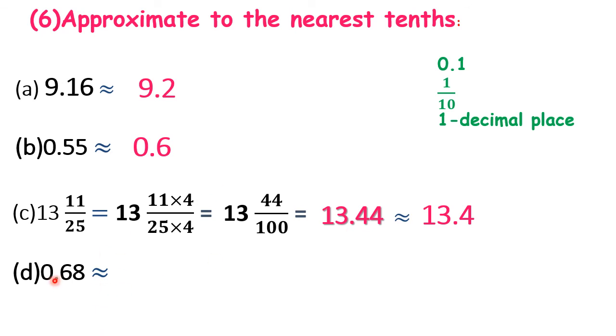So approximate to the nearest tenths. Put a line in tenths, after the decimal point, tenths. Look at the number 8. 8 is strong, give me 1. So the approximation is 0.7 and 8, good boy.